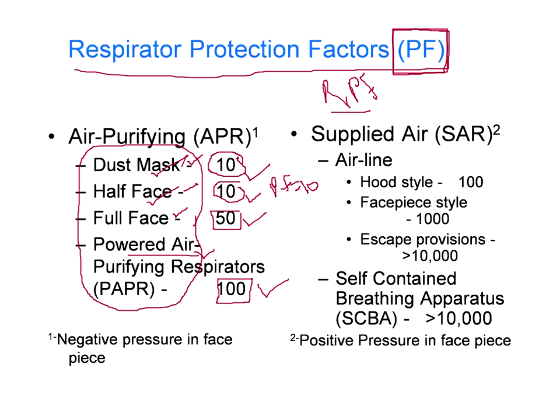So these are the protection factors through which an engineer will find what type of respiratory equipment should be used. The type of respiratory equipment is selected based on the protection factor value, the PF value. If the PF value is 10, you can use either a dust mask or a half face mask. So something like this.